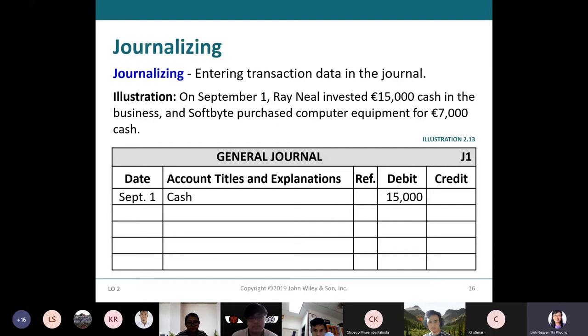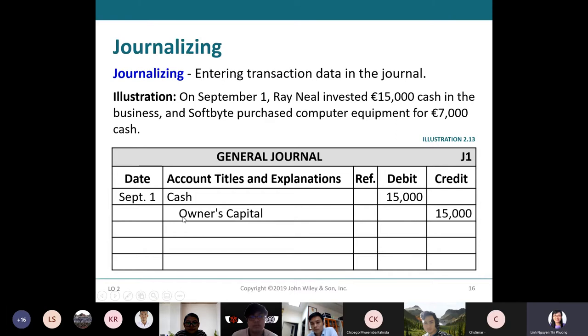Now I want you to remember, for your journal, when you write a journal, you should put it in a format like this. So you have the day, and it should be in chronological order. Remember, it should be in time order. And then you have the account title and explanation. After the journal, you need to put a brief explanation in a bracket. And then you will have a reference column. The reference column, I will explain later, is to put the account number there. And then the amount debit and the amount credit.